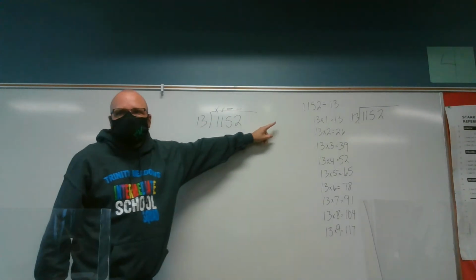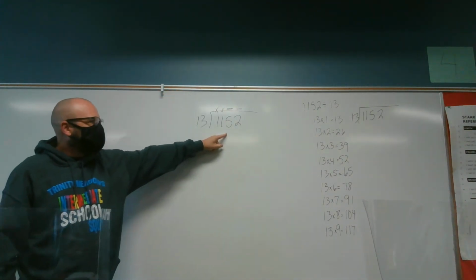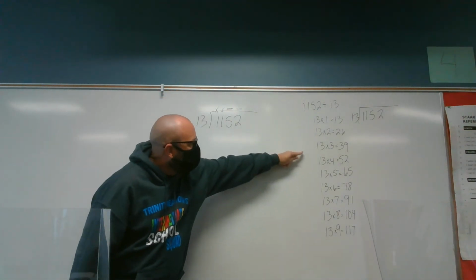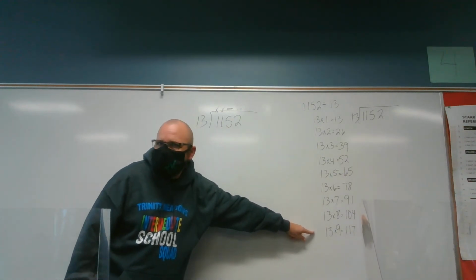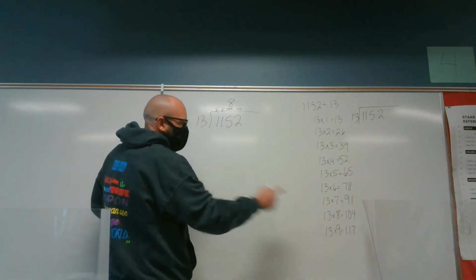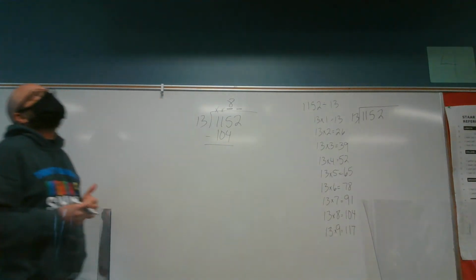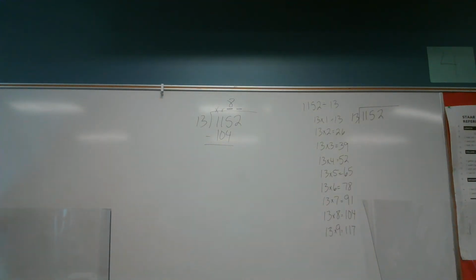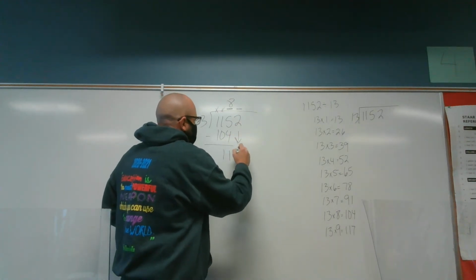I go over here to my handy-dandy multiples. And I want to get as close to 115 as I can. 13, 26, 39, 52, 65, 78, 91, 104, 117. Oh, 117 is too big. So let's go with 8. 13 times 8 is 104. And then I subtract: 15, 14, 13, 12, 11. And I bring down my next number.